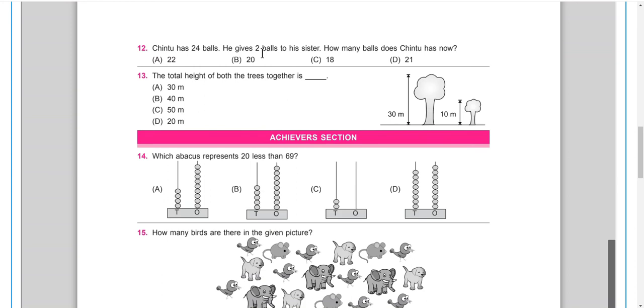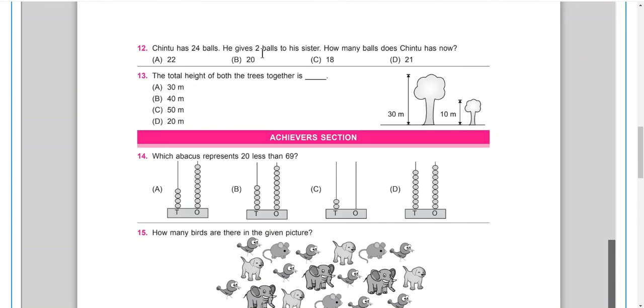24 he has. Okay, so we need to reduce, right? So one option is you can just go back counting. 24 you keep in mind, and 24 is gone, 23 is gone, and how many is left? 22. 22 is left. Easy. So we have the answer as A.